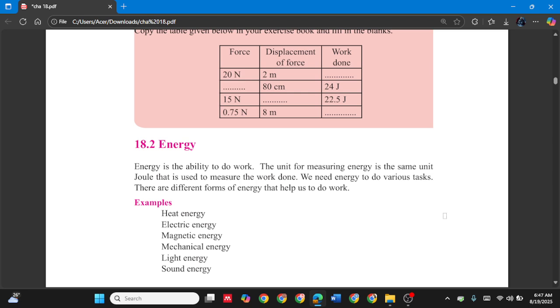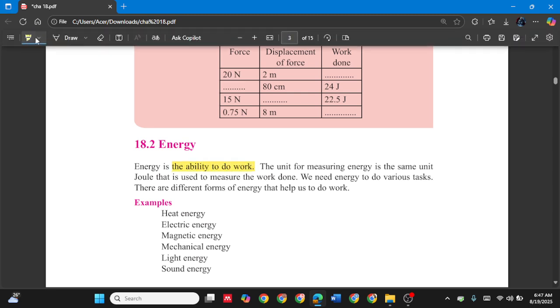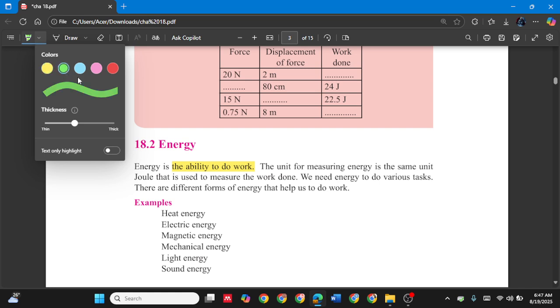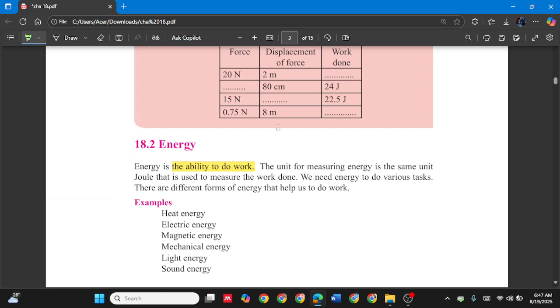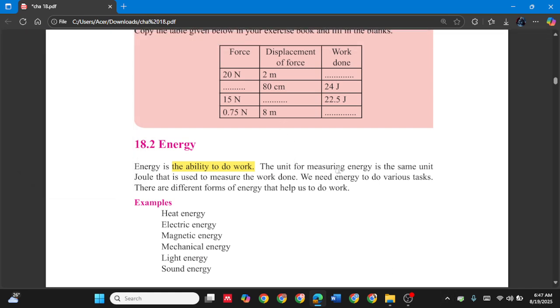Then let's come back to the part energy. So put the number 2 and energy. So after energy, write this one. The ability to do work. Energy is the ability to do work. The unit of measuring energy is the same unit joule. Same unit joule. හරිද? Energy එකක් joule ම තමයි.